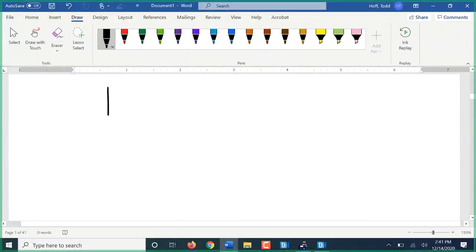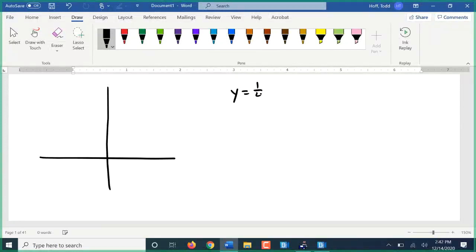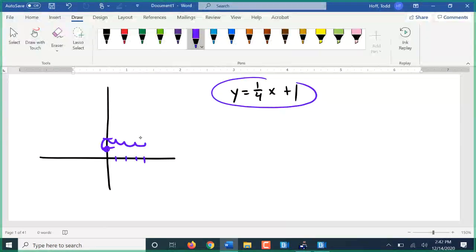Perpendicular lines on the graph. If I graph y equals 1/4 x plus 1, that starts at a positive 1 here, and from there it goes up 1 over 4 to get our second point. Our line goes through those points. Try that a little bit better. There we go. If I want to graph a line perpendicular to that, let's just go through this point here.